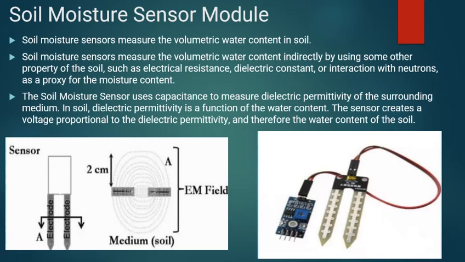Soil moisture sensor module. The soil moisture sensor measures the volumetric water content in the soil. It measures the volumetric water content indirectly by using some other property of the soil, such as electrical resistance, dielectric constant, or interactions with neutrons as a proxy for the moisture content. The soil moisture sensor uses capacitance to measure the dielectric permittivity of the surrounding medium in soil. Dielectric permittivity is a function of the water content. The sensor creates a voltage proportional to the dielectric permittivity and therefore the water content of the soil. This is the basic model of the soil moisture sensor.